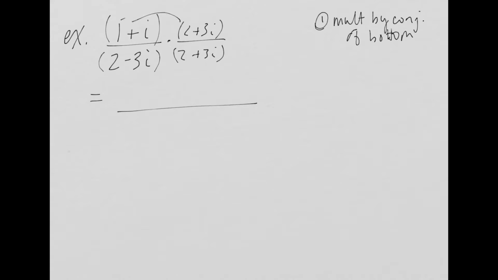Distribute your 1, then distribute your i, or foiling it, whatever you like to do. So if I distribute that 1, I get 2 plus 3i. Distribute that i, I get 2i plus 3i squared.